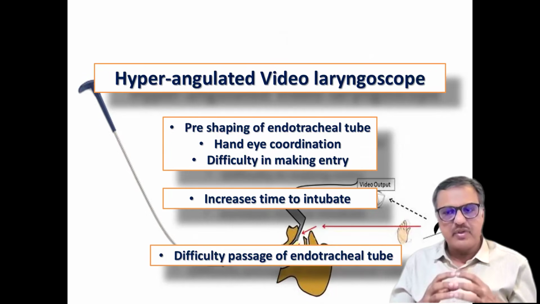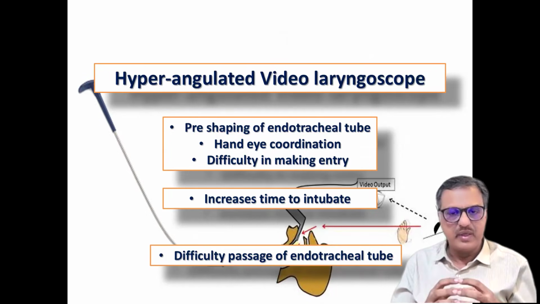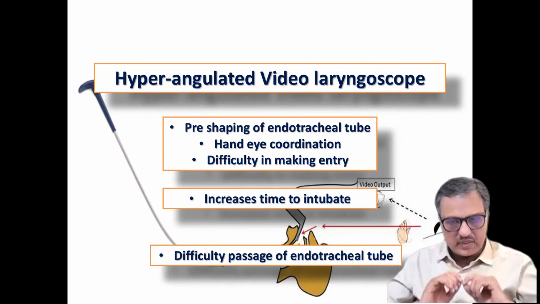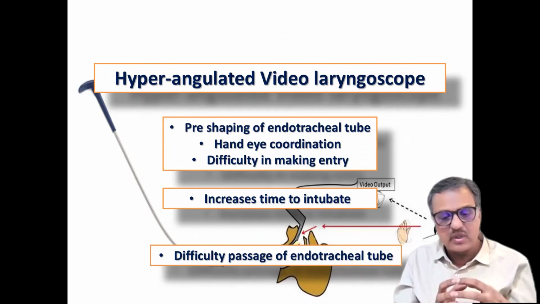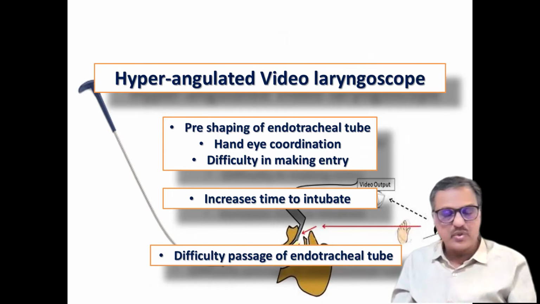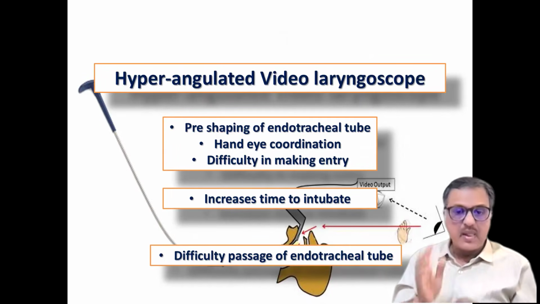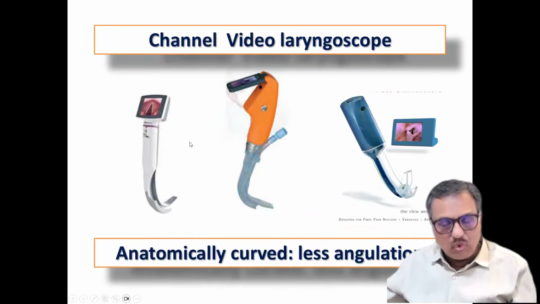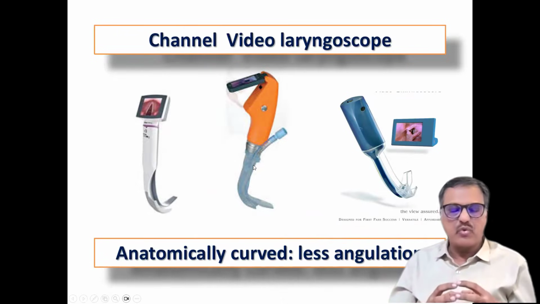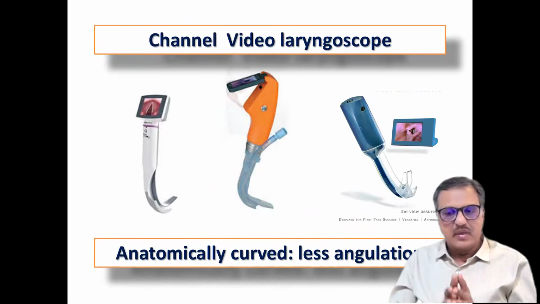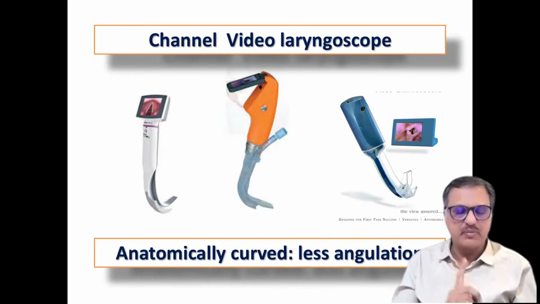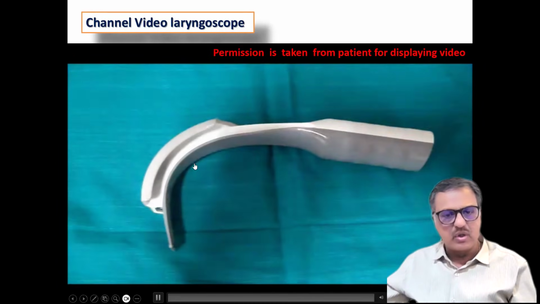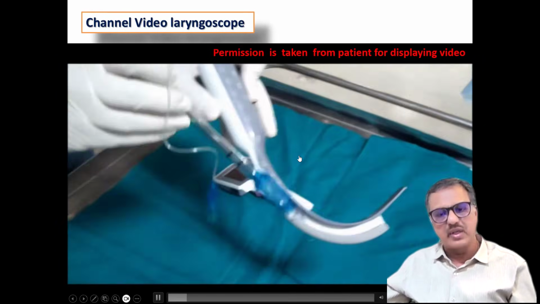In short, hyperangulated videolaryngoscopes, anatomically curved blades, require pre-shaping of the endotracheal tube. It requires hand-eye coordination, creates difficulty in making entry if you are not experienced in manipulating the pre-shaped endotracheal tube, and increases the time to intubate. To overcome this problem, a few companies came out with the channel videolaryngoscope. Most channel videolaryngoscopes are J-shaped. What they did was provide a slide slot to load the endotracheal tube.